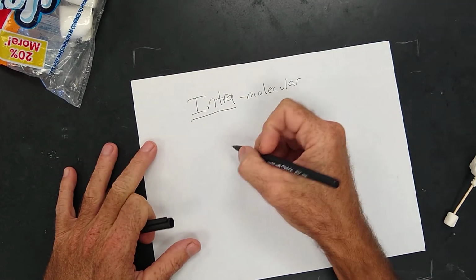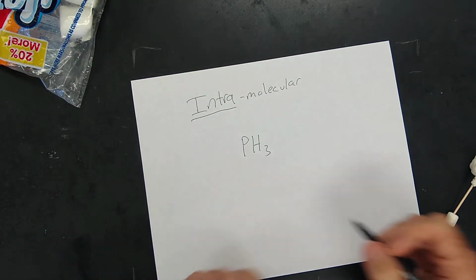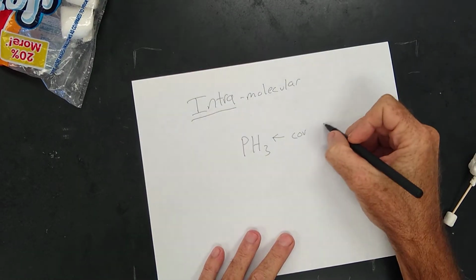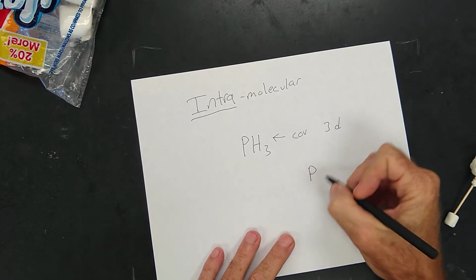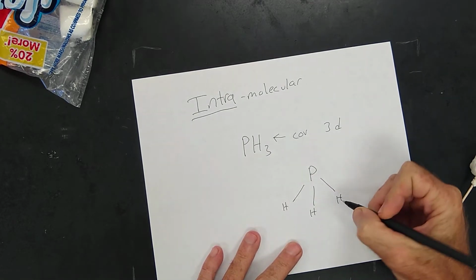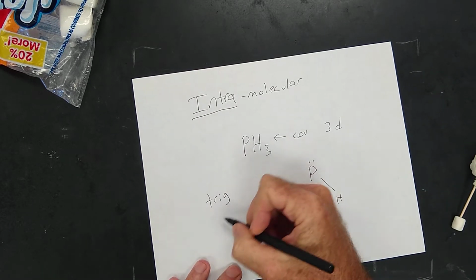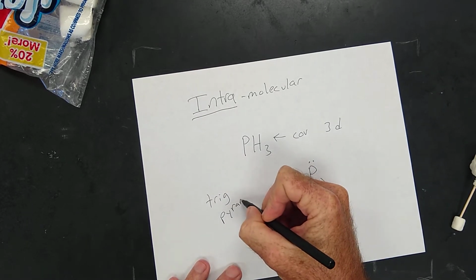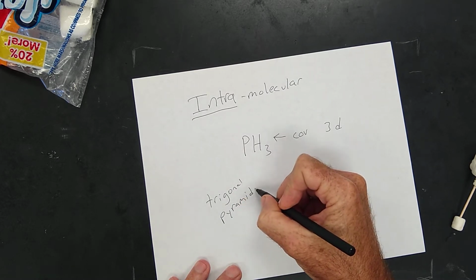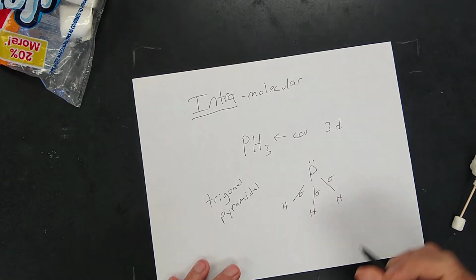Let's think about a molecule. Let's think about PH3. Okay, I wonder what shape that would be. Well, let's see. It's covalent. We're going to expect it to be 3D. We would end up drawing it like this. Got an unbound pair up here, and the shape of that is trigonal pyramidal. I'm just throwing in some review here. Trigonal pyramidal, all right? And these are all sigma bonds, right?